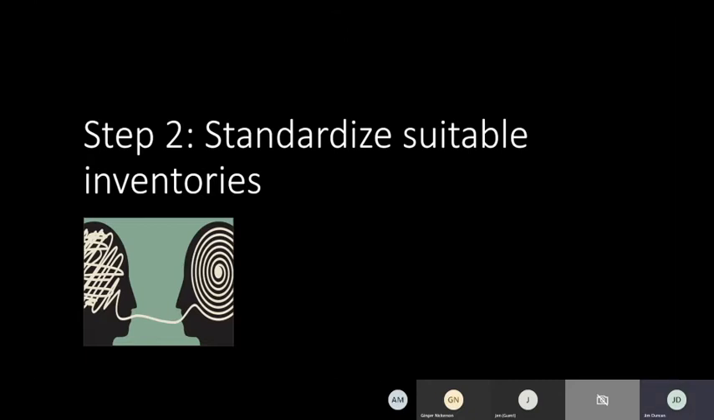The step that we had to then take was to standardize what we could out of the suitable inventories. So how do we take the gobbledygook of whatever one municipality does and turn it into something that can be compared across all municipalities? I shouldn't say the gobbledygook, it's just their version of how to store data. To us, sometimes it was gobbledygook.